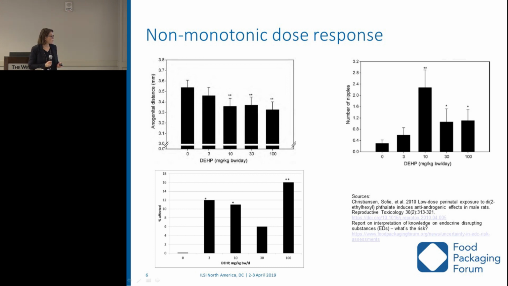Same study, different endpoints. We're all over the place. This is what we call the non-monotonic dose response. So we're looking at different endpoints in the same study with the same doses, same chemical, and so on. And this is a real challenge. And if you haven't seen it, Denmark just a couple of weeks ago published a report on how to deal with EDCs, endocrine disrupting chemicals, that have these non-monotonic dose responses in risk assessment. And I've got the reference there. They've come up with a practical, workable solution to that.